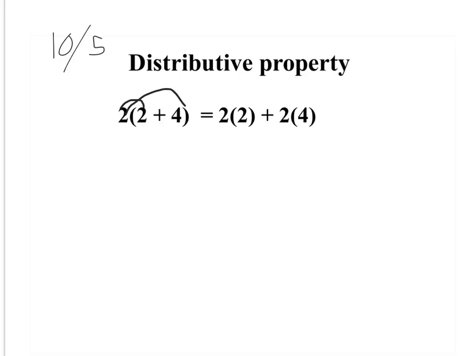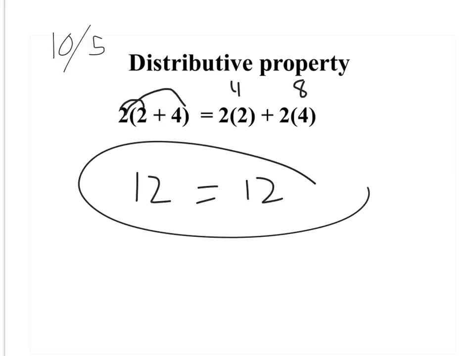So what's 2 plus 4? 6. 6 times 2 is? 12. What's 2 times 2? What's 2 times 4? What do you think 4 plus 8 is? 12. Do they equal each other? Yes. So I can distribute and still get the same answer.